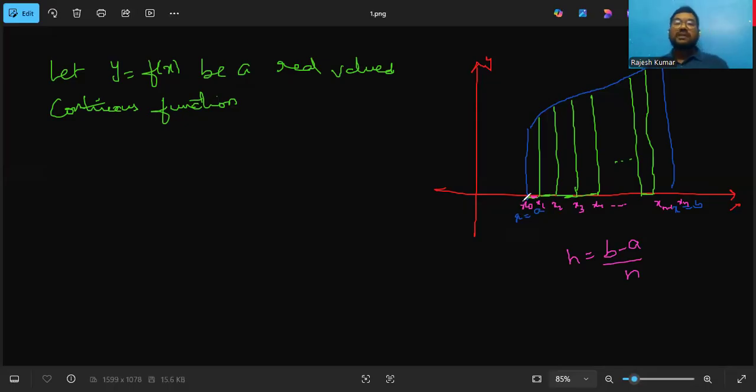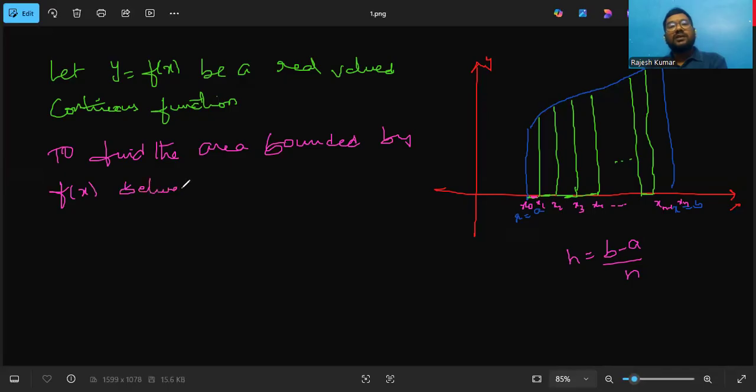So when I look at this particular figure, in fact, I need to calculate the area, right? So to find the area bounded by f of x between x is equal to a and x is equal to b, I can say that area as a capital A, suppose.